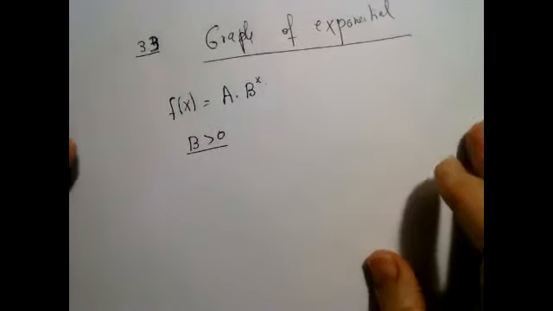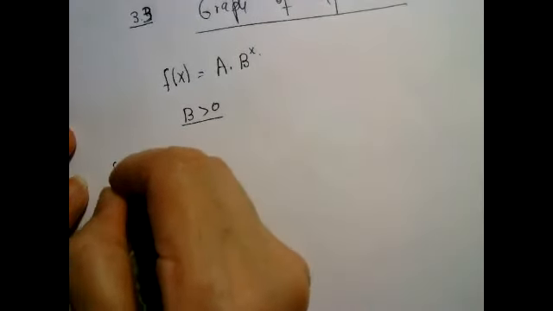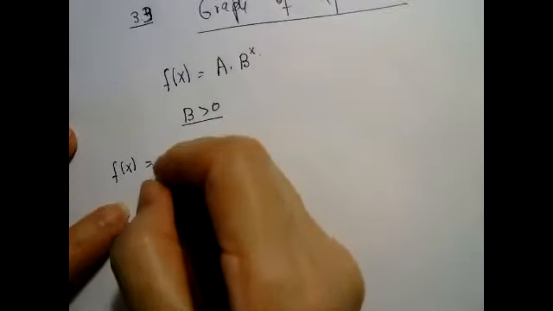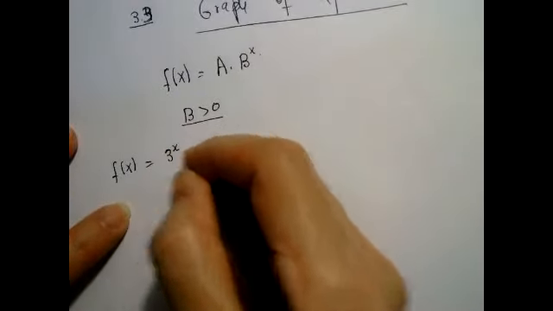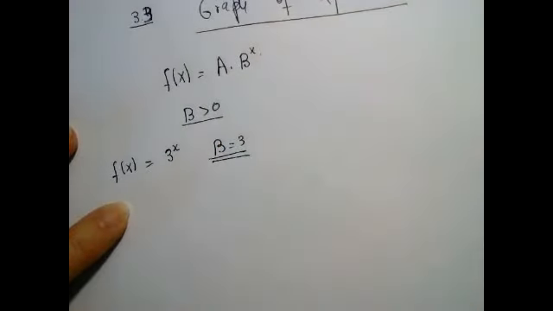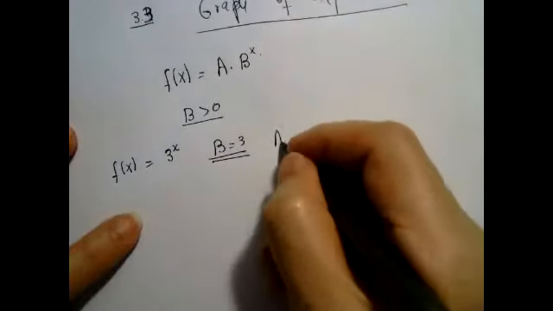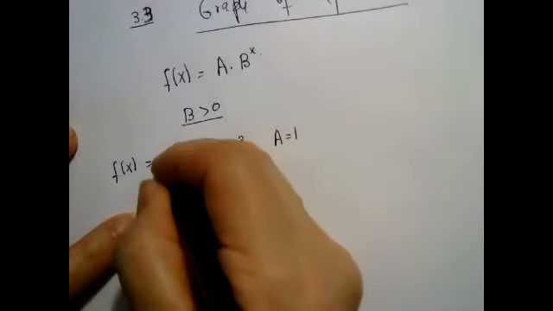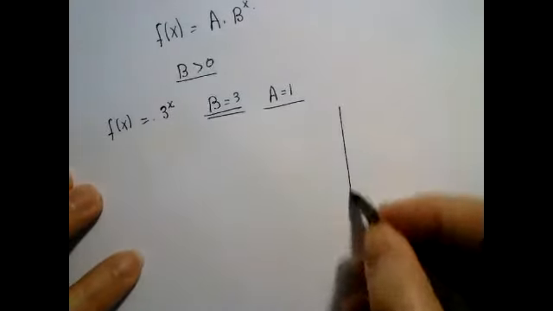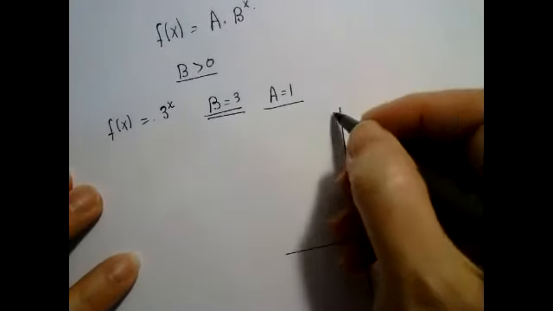Now, what does the graph of the function look like? We're going to take two simple examples and use them to generalize. Suppose I take the function f of x equals 3 to the x. It means my b is 3, that's my growth factor, and my a is 1, because I didn't multiply it by anything. Now we're going to graph this and comment on the graph.